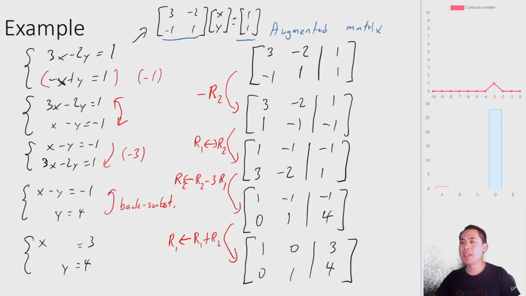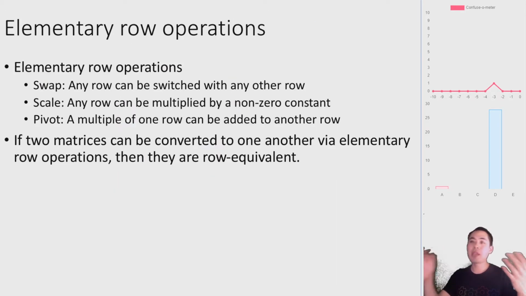You can do the exact same thing in the matrix view. You just have to do a little bit less writing since you don't have to write down all the x's and y's, and it also allows you to be more systematic with it. And so you end up with the elementary row operations, which are basically the same as your operations on your equations. The three operations are called swap, just switching one row with another; scale, multiplying a row by a non-zero constant; and pivot, where you add a multiple of one row to another row. And if two matrices can be converted to one another via elementary row operations, they are called row equivalent.